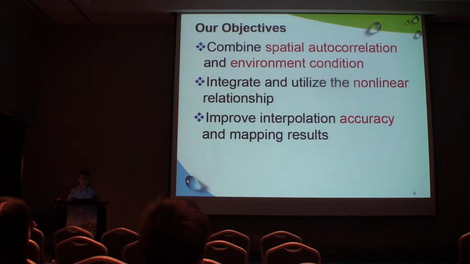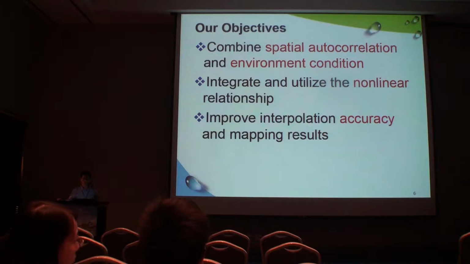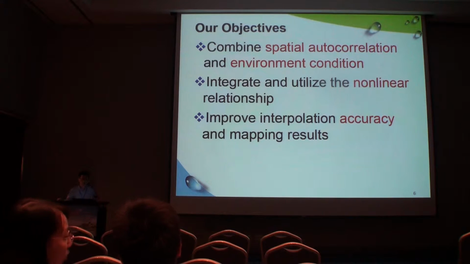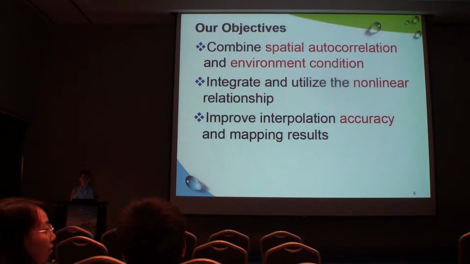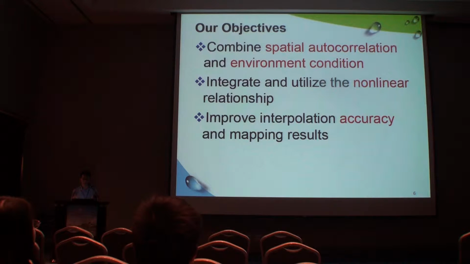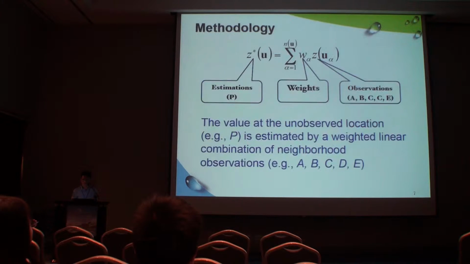Our objective is to combine spatial autocorrelation and the environmental condition, while also handling the nonlinear relationship between the target variable and the environmental variables. As a result, we should also improve the prediction accuracy and the mapping result.